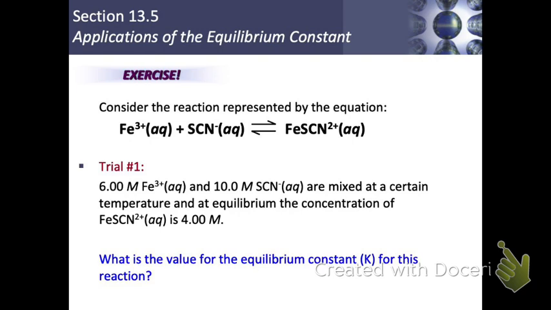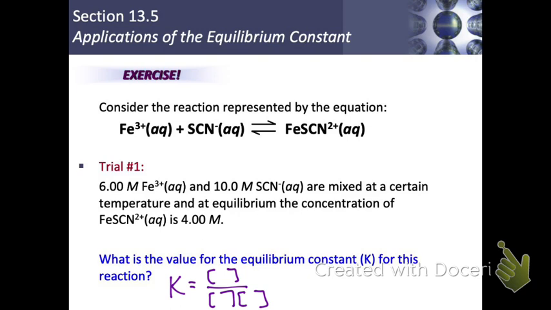So it's balanced fine. This says in trial 1, 6 molar iron and 10 molar SCN are mixed at a certain temperature and at an equilibrium concentration. And at equilibrium, the concentration of our product is 4 molar. So what's the value for the equilibrium constant for this reaction? K is usually the concentration of the products over the reactants at equilibrium.